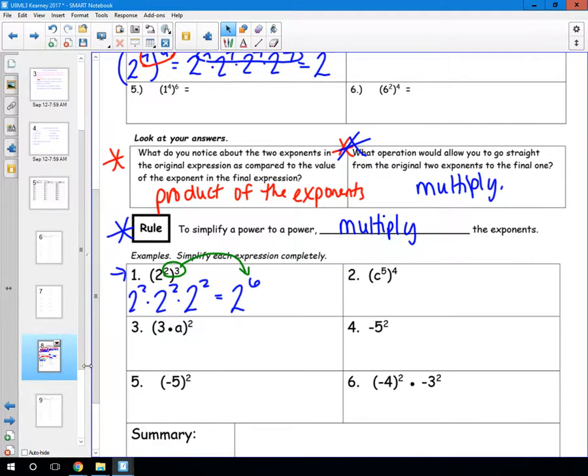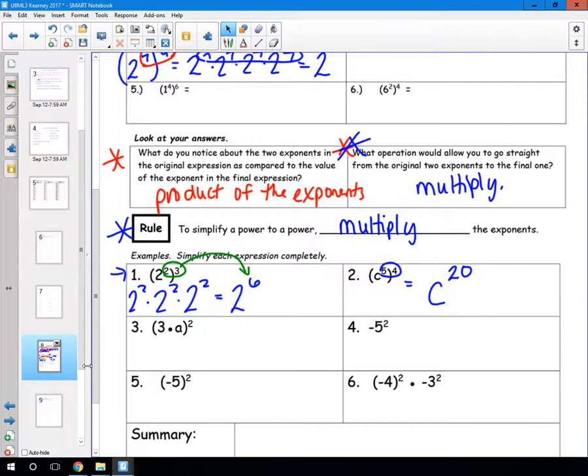Okay, let's try number 2. C to the 5th power, all of that raised to the 4th power. So that means I'm going to have C to the 5th power 4 times, which means I can just take those two exponents and multiply, so that'll be C to the 20th power.